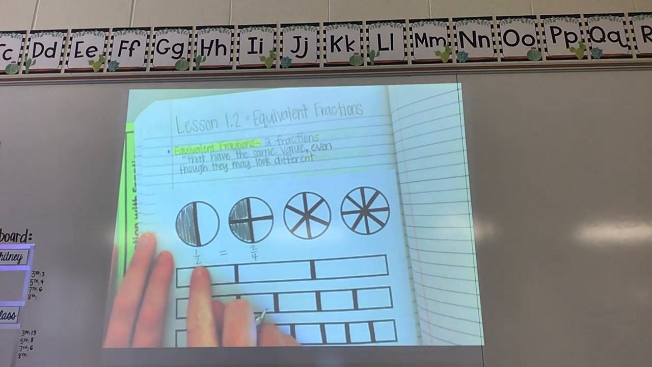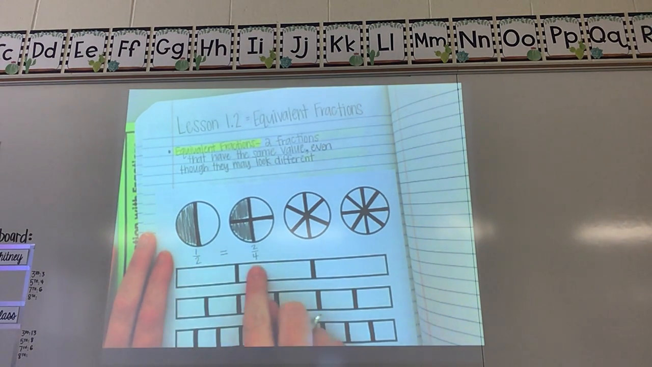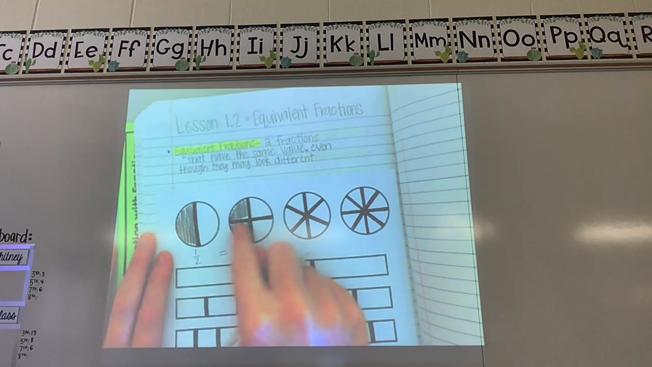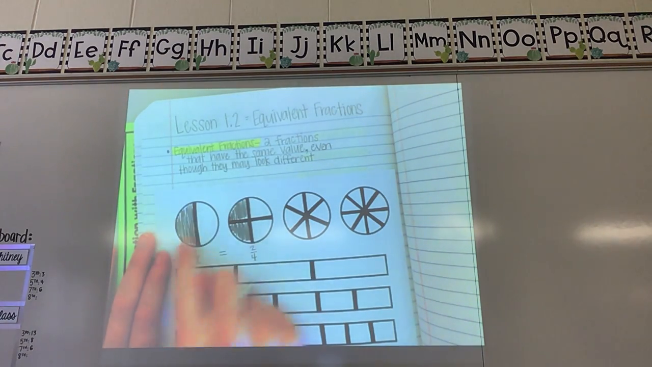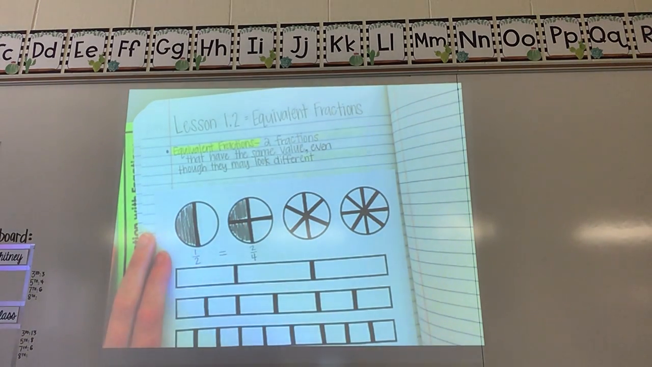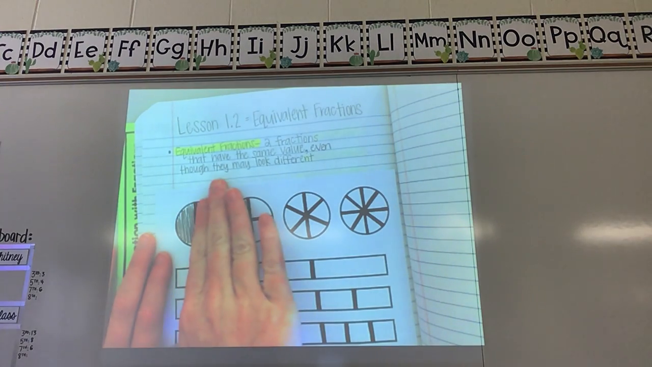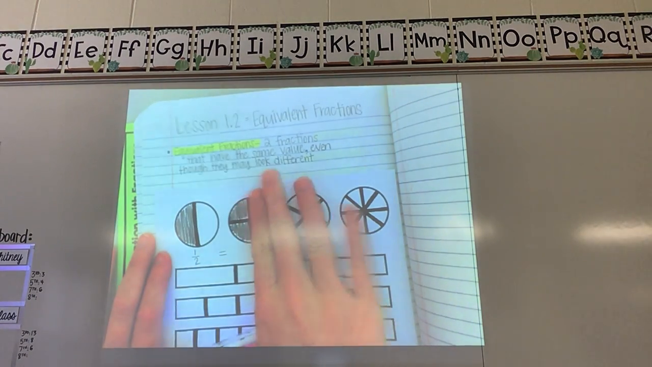So even though the numbers in my fractions are different, and there might be more pieces in this one than this one, I have shaded the same amount of the circle. Both of them look the same.